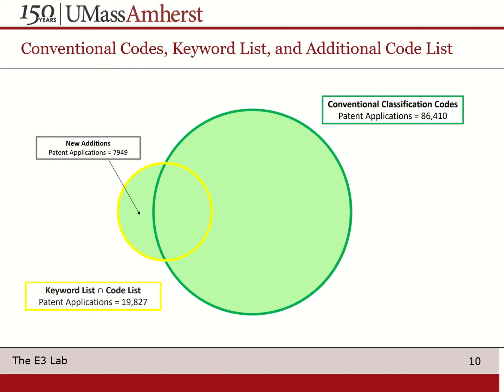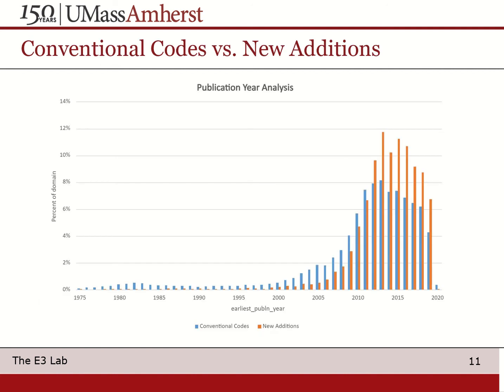Besides an increase in the number of patents within our wind energy domain, we next wanted to evaluate how our new patent additions compared to the patents from the conventional codes. We first compared the conventional codes and new additions by their publication year. We found that a higher percentage of our new additions were published within the past decade in comparison to the conventional codes.